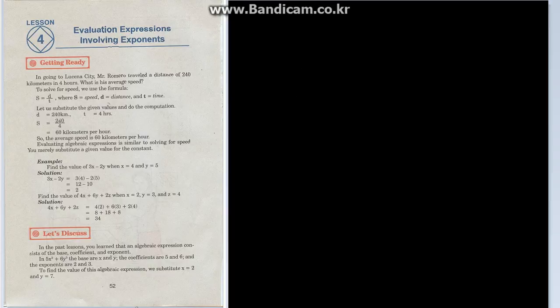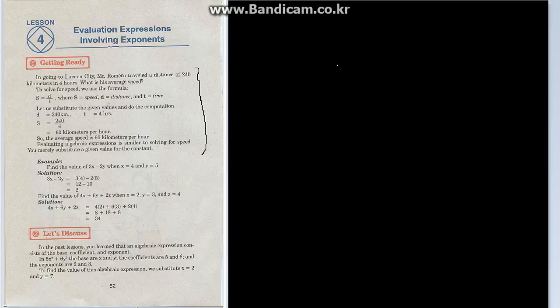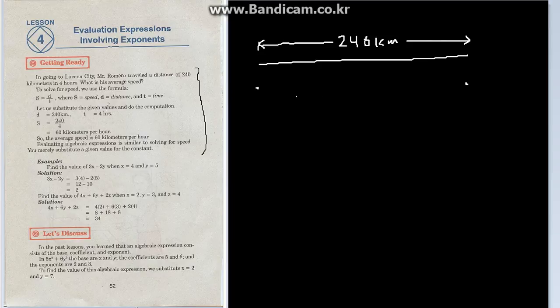Okay, so let's get started with this word problem. In going to Louisiana City, Mr. Romero traveled a distance of 240 kilometers in 4 hours. So he traveled from here to here to there, and the distance is 240 kilometers, and he traveled that distance in 4 hours. So what is his average speed?